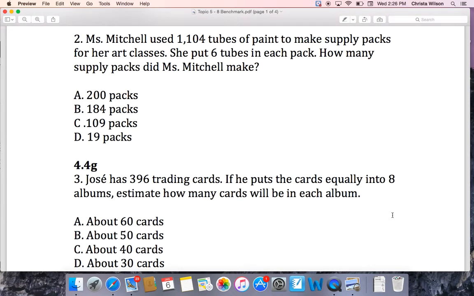Number 2. Mrs. Mitchell uses 1,104 tubes of paint to make supply packs for her art class. She puts 6 tubes in each pack. How many supply packs did Mrs. Mitchell make? A. 200 packs. B. 184 packs. C. 109 packs. D. 19 packs.